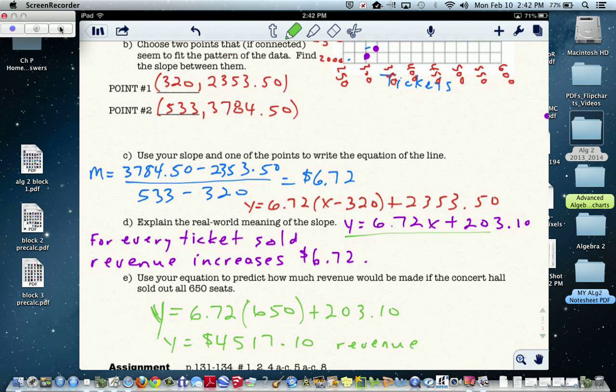You now can complete the assignment on pages 131 to 134, numbers 1, 2, 4, A through C, 5, A through C, and 8.